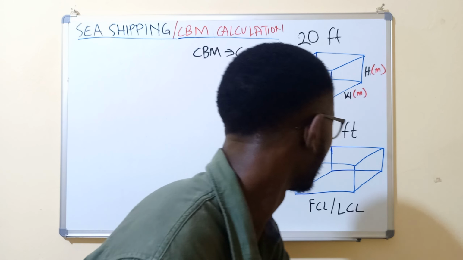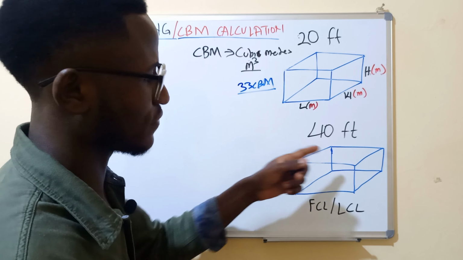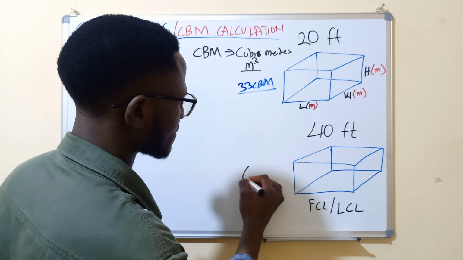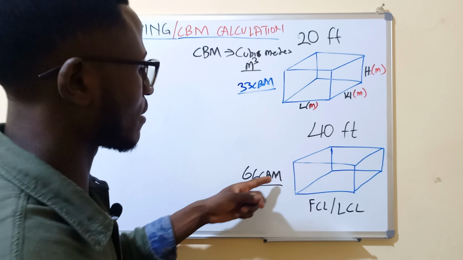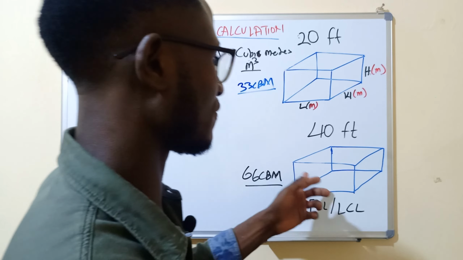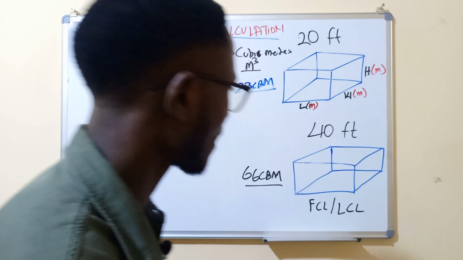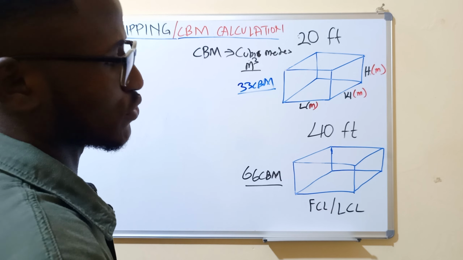For the 40-feet container, it will load up something like 66 CBM. Hope now CBM makes sense. 66 CBM, that is for the 40 feet. Now, how do we differentiate this, or what determines what you choose to use?